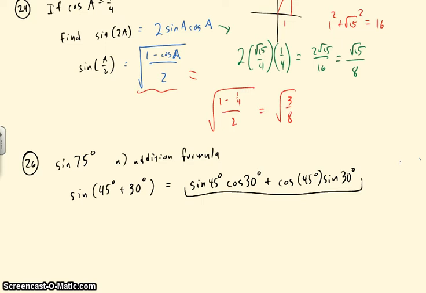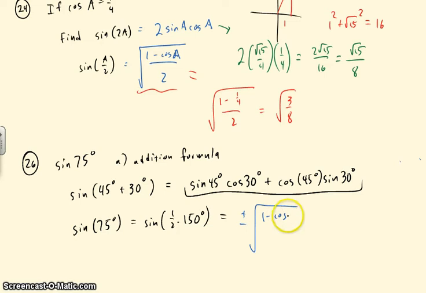The other part said use the half angle formula. Well, 75 degrees is half of 150 degrees, and 150 degrees is one in which we know the sines and cosines of. So I'm just going to plug into the half angle formula, which is plus or minus, the same one we used up here, the square root of 1 minus cosine of 150 degrees, over 2. Now, 75 degrees is in the first quadrant, so the sine is going to be positive.